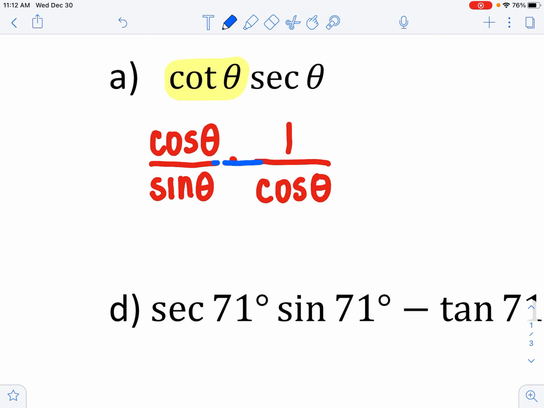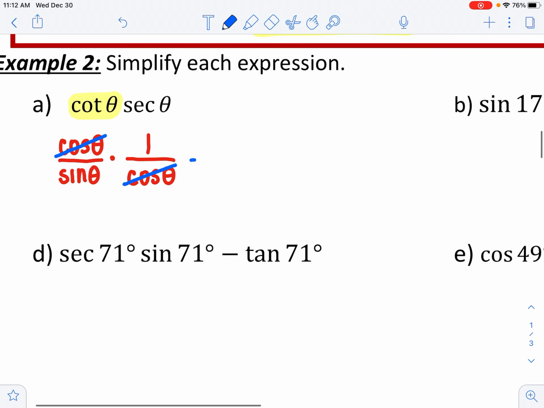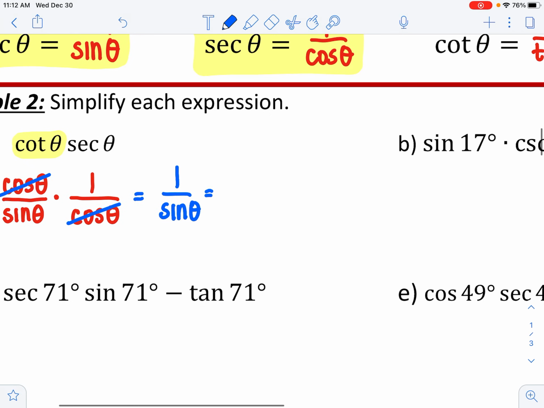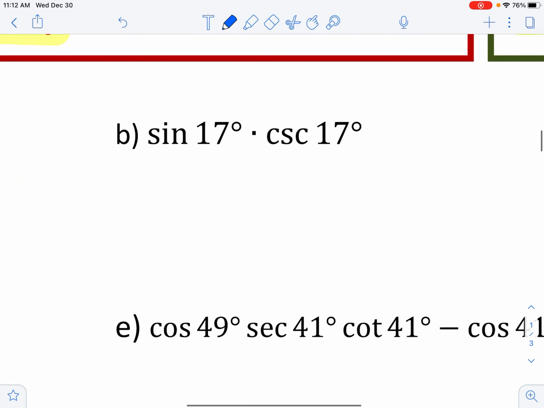This is all one big fraction here now once you multiply. So anything in the numerator will cancel with anything in the denominator that's a factor of. Cosine and cosine will cancel. So now I have 1 over sine. And this can be simplified a little bit more. 1 over sine, what can I replace that with? If you look over here, it's right here. It is cosecant of theta. Okay, so notice what it simplified to. You might be saying to yourself, doesn't look that much better. Looks a lot better to me.